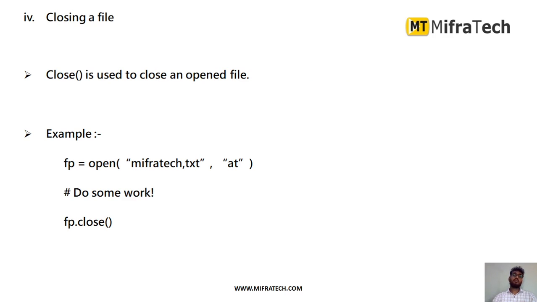After opening the file we have to close the file. To close the file, as I told earlier, we have to use the close() function. In this example I have opened the file Mifratech in appending text mode. To close it, fp.close() will close this already opened file. So these are the different file operations we can do in Python.